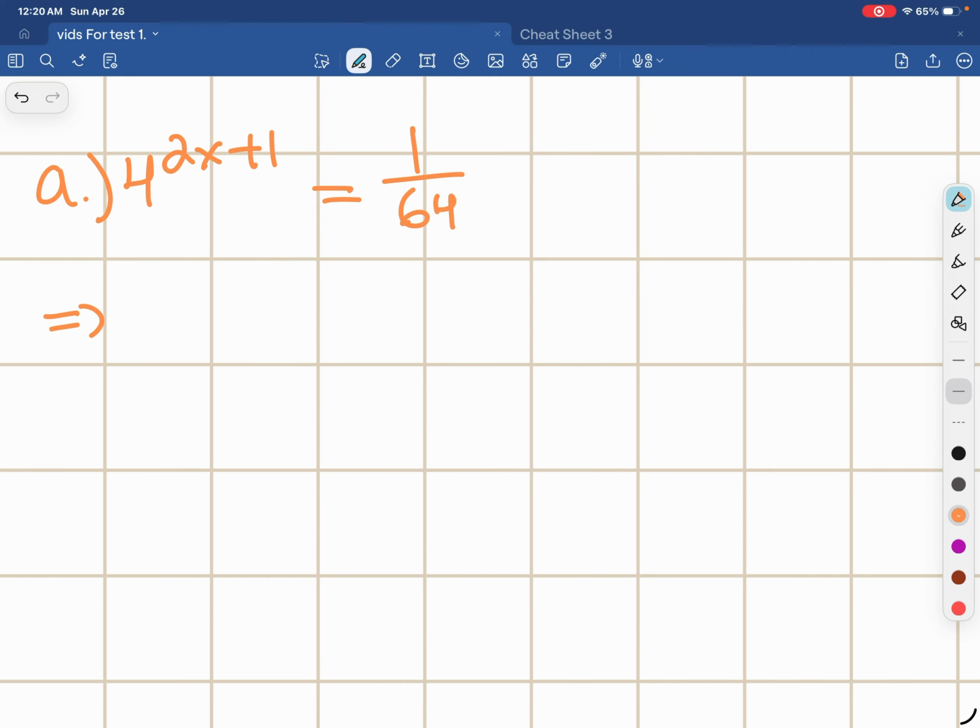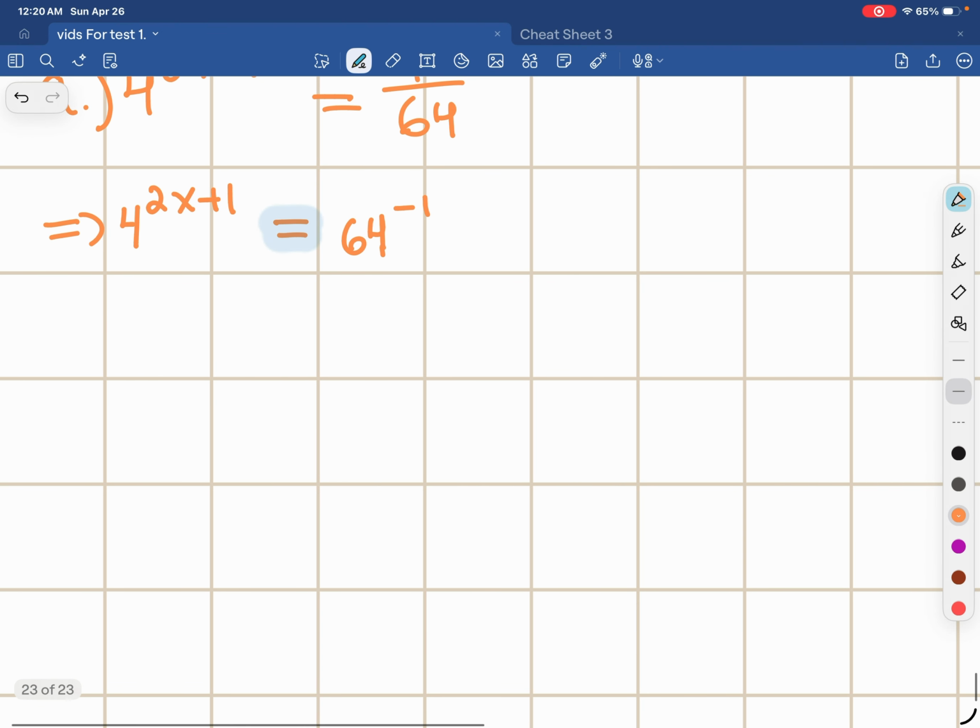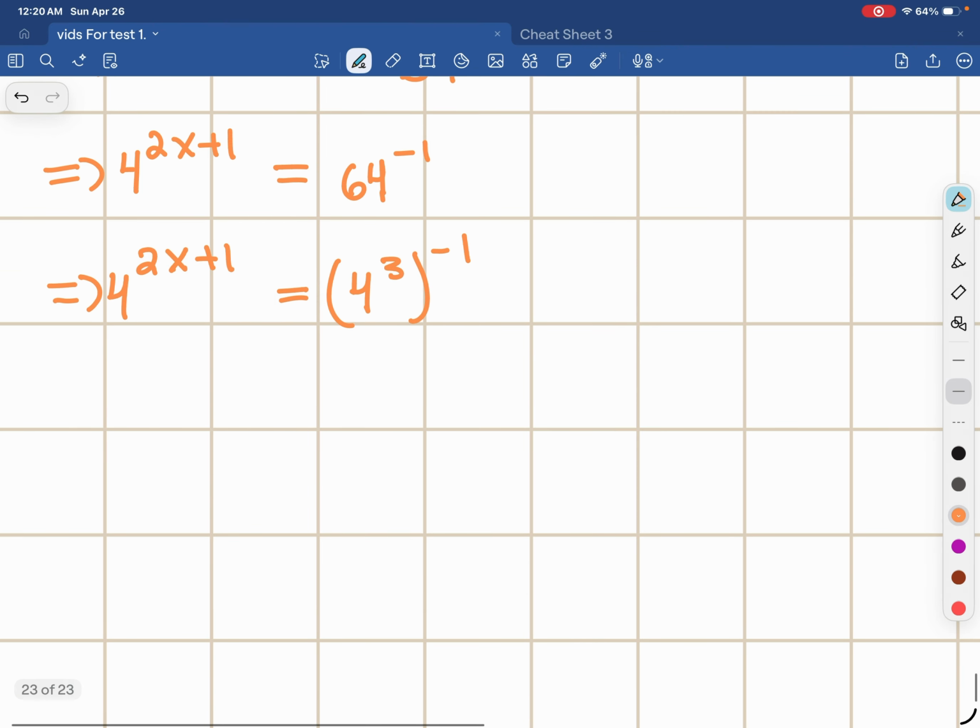So try to play with a bunch of different options, right? So right away, I'm going to see 4 to the 2x plus 1. We're going to rewrite this in the property of 64 to the negative 1. Nice. What can we do now? We can take the exact same thing I told you about, of 64 being 4 cubed. So let's write that to our next step. So we have 4 to the 2x plus 1 is going to be 4 cubed raised to the negative 1.